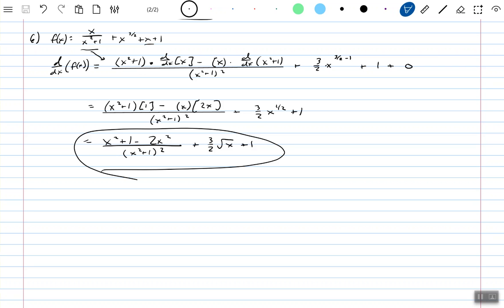Now in the product rule, it doesn't matter the order you take the derivatives. In the quotient rule it does, because we have the subtraction right here. That subtraction means we cannot switch the order of these terms. So make sure you take this derivative correctly. Otherwise, you're going to have a negative out in front that shouldn't be there. All right? So this is how we take the derivative of this function.